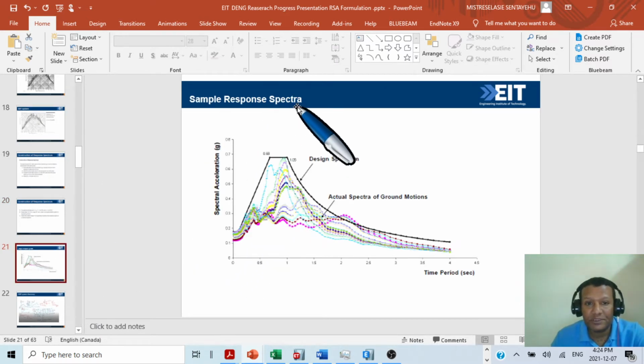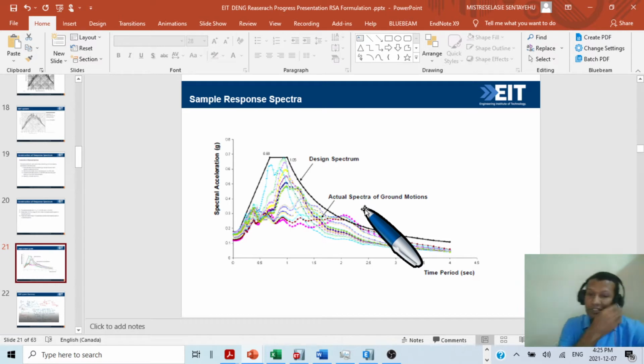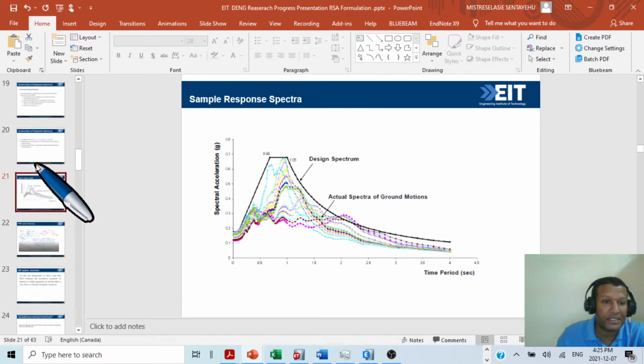So, a sample response spectrum: spectral acceleration we have here, time period we have here, actual spectra of ground motions we have like this, and design spectra also we have like this. Actual spectra of ground motions also we will have, but for the design spectra we might have this. This is just an example, but we will see in a minute the exact meaning of this.